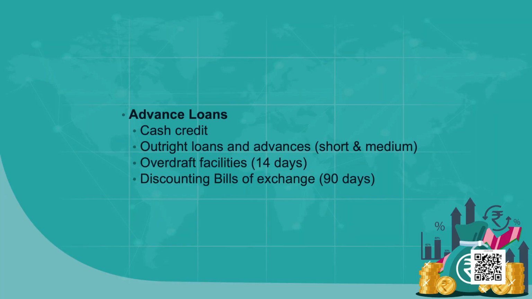Banks allow you to borrow and then you have to pay back in 14 days' time. That facility is given particularly to business people, so they can borrow more than what they have in their bank account. Then very large transactions happen in the fourth kind of loan facility. That's called discounting bills of exchange.